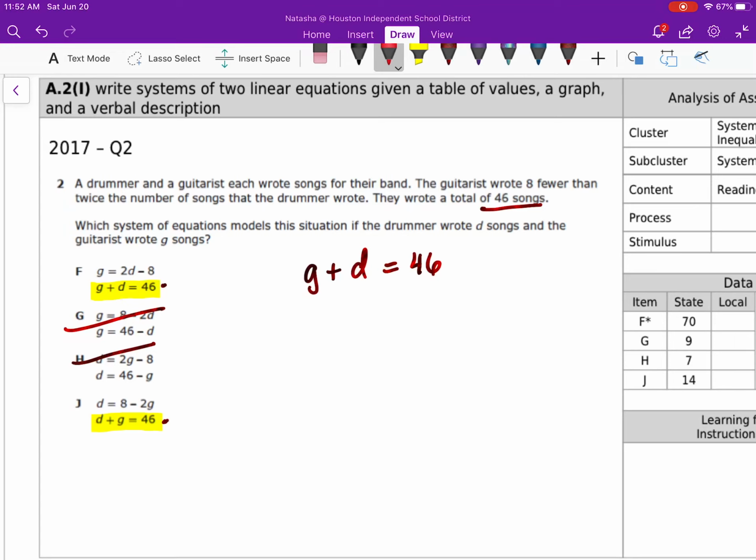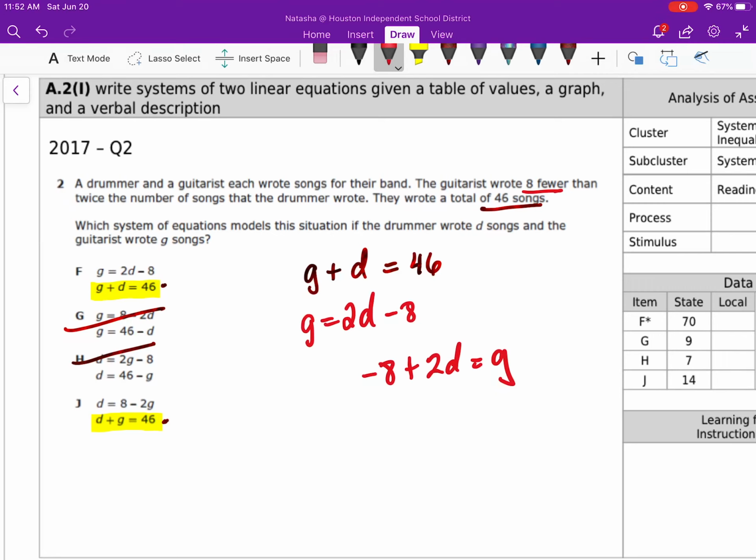It says the guitarist, so that means G wrote, so that's going to be G equals 8 fewer. Now remember, that's a turnaround phrase. When we say 8 fewer, that's going to be minus 8. Then twice the number of songs that the drummer wrote, so that's going to be 2 times D. So 2D minus 8. You could also say minus 8 plus 2D is equal to G. That's another way to write it. And we wrote our system of equations.